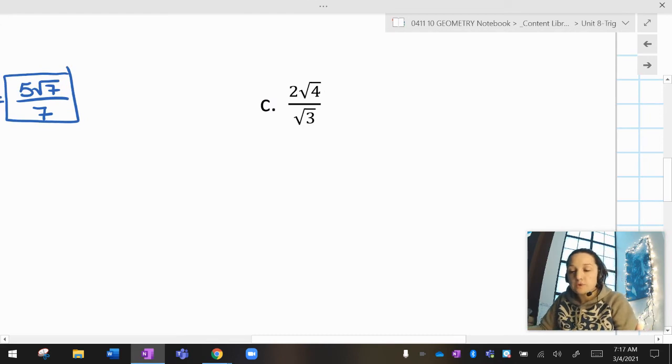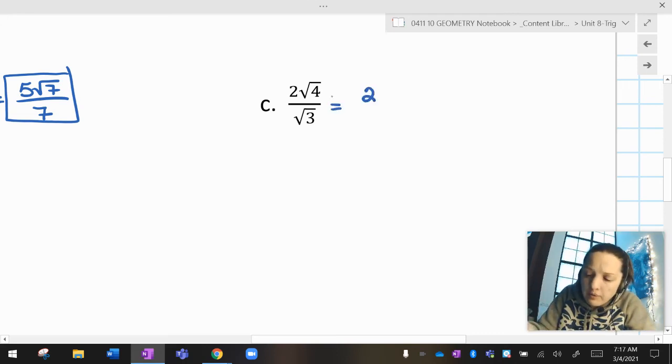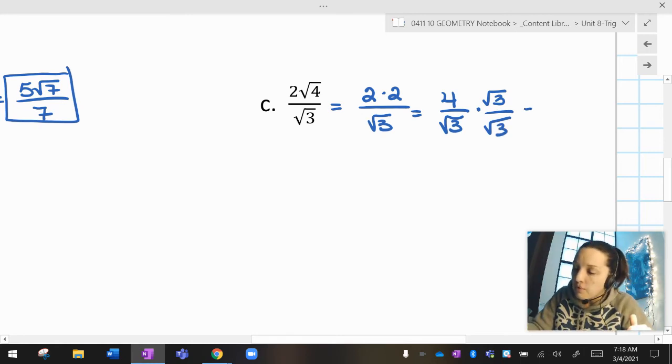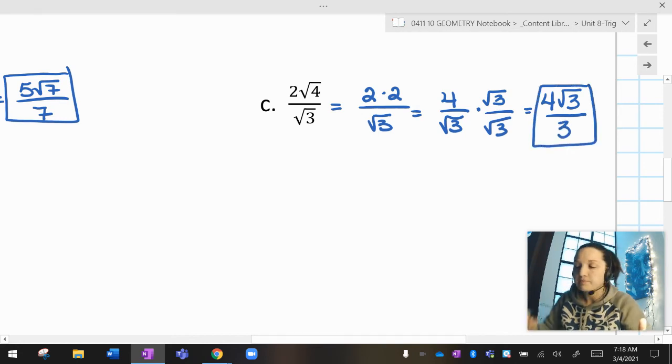2 root 4 over the square root of 3. Uh-oh, there's a radical 3 on the bottom. But you know what I'm also noticing? I have the square root of 4 on top. So before I even worry about that root 3 on the bottom, I'm going to say that the square root of 4 is really just 2. So this is now 4 over root 3. And now I have a problem, so I'm going to multiply the top and the bottom by the radical causing me trouble. 4 root 3 on top, and root 3 times itself on the bottom is just 3.